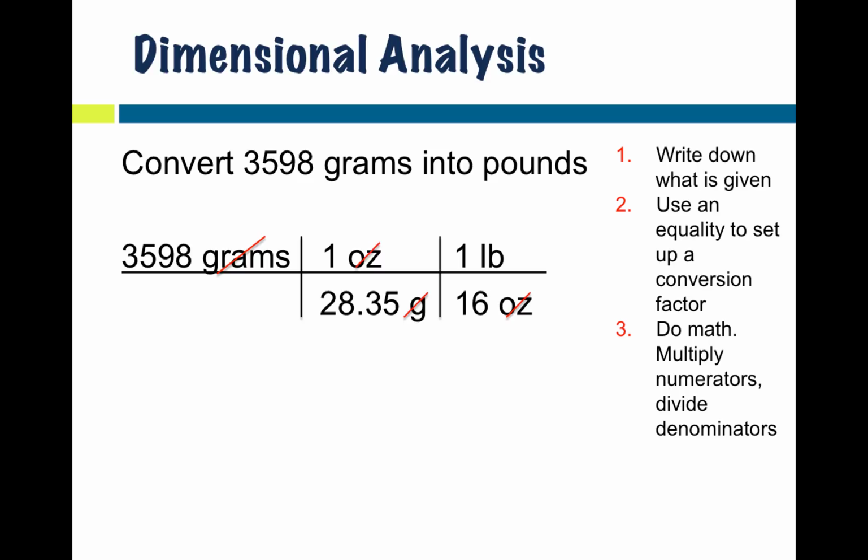Step number 3, do the math. Multiply the numerators and divide the denominators. Again, follow along with your calculators to make sure that you are plugging this in correctly and able to get the right answers. 3598 divided by 28.35 divided by 16 equals 7.932 pounds.